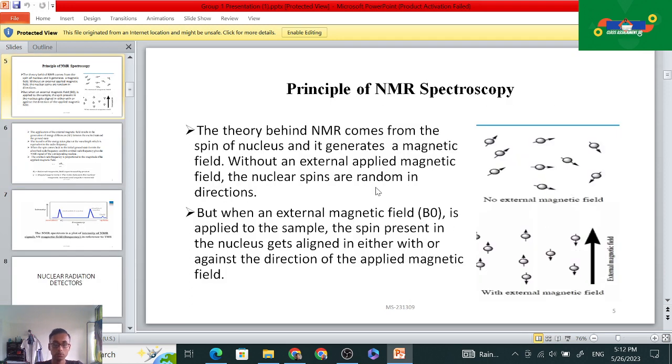Then the principle of NMR spectroscopy: the theory behind NMR comes from the spin of the nucleus, and it generates a magnetic field without an external applied magnetic field. The nuclear spins are random in direction, but when an external magnetic field B naught is applied to the sample, the spin present in the nucleus gets aligned either with or against the direction of the applied magnetic field.